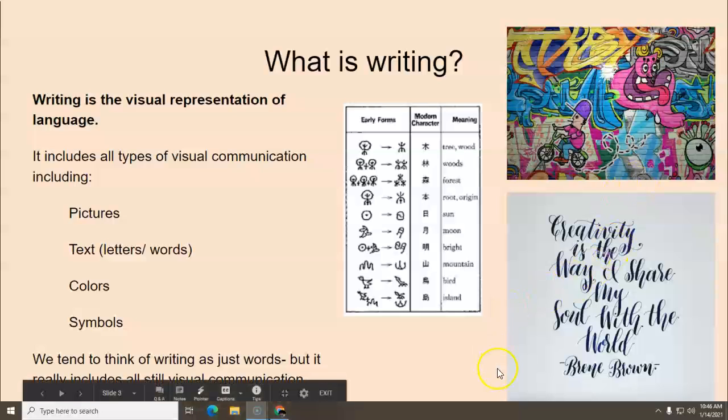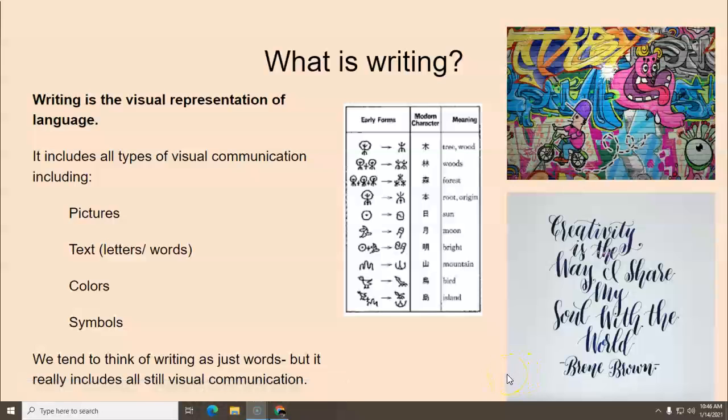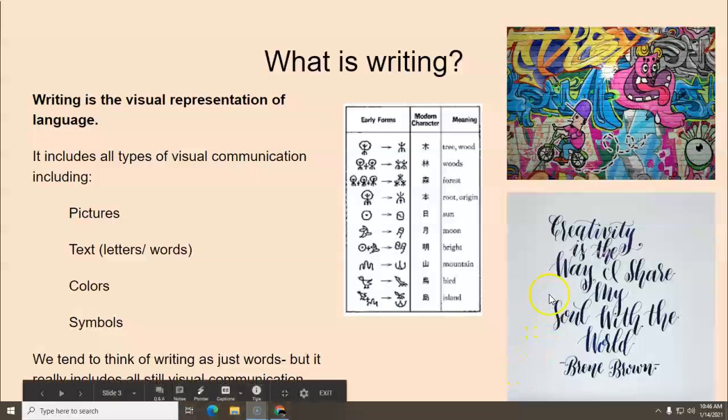And then below, decorative writing, calligraphy, where, as we know it, English letters and words are combined. It can be a little bit tricky to read sometimes, because what it says is, "Creativity is the way I share my soul with the world." But some of these, like if you don't notice this line on "way," it looks like "hay," and this looks like an F instead of an S. So sometimes it can be a little tricky.